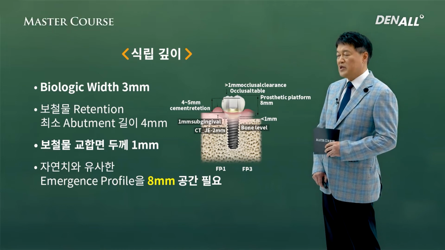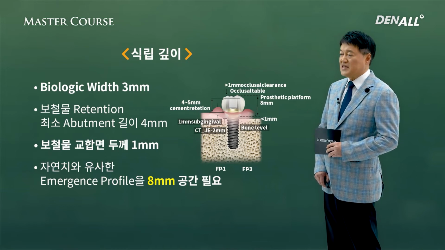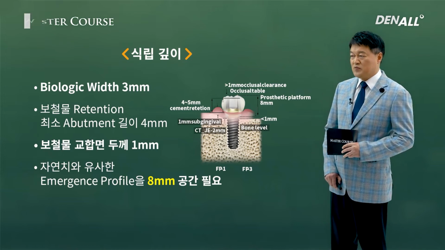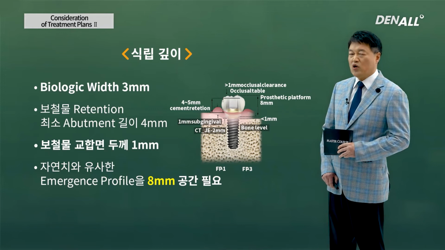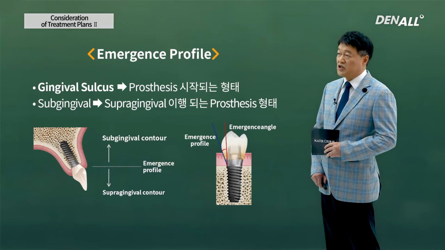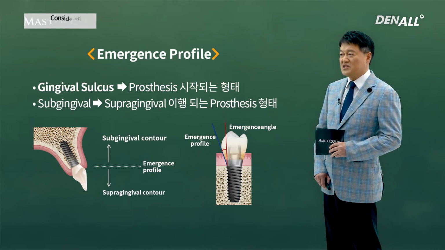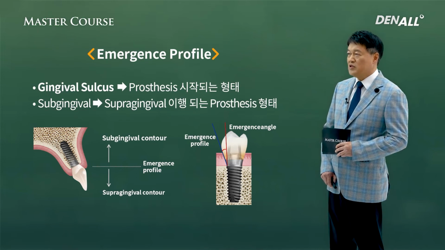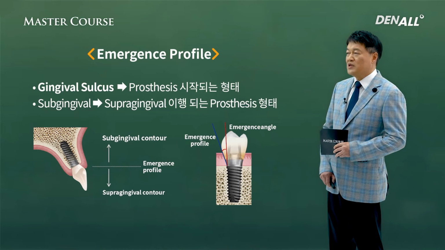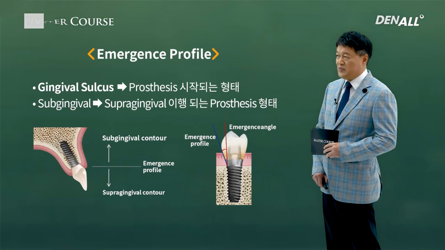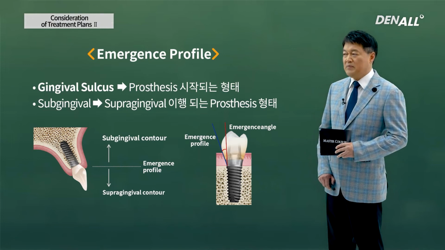And if you add 1 millimeter of prosthesis occlusal surface thickness, from the implant top to the opposing tooth, there needs to be 8 millimeter. In order to have an emergence profile similar to natural teeth, you need 8 millimeter of space. Emergence profile is how the prosthesis starts from the gingival sulcus. From subgingival to supragingival, it is the shape of the prosthesis as it transitions. In order for the implant prosthesis to have a similar emergence profile as a natural tooth, you need 8 millimeter of space.